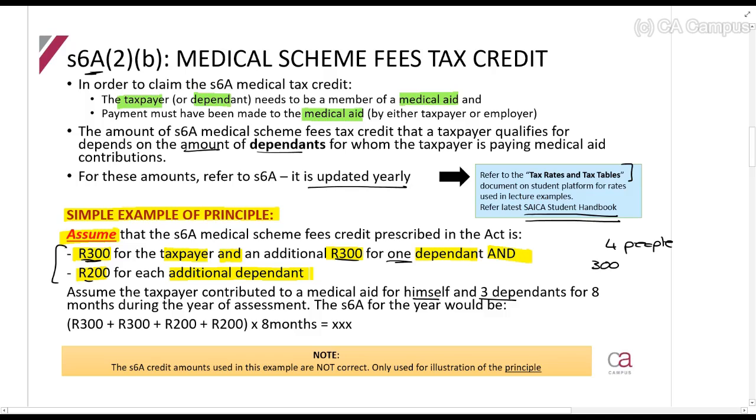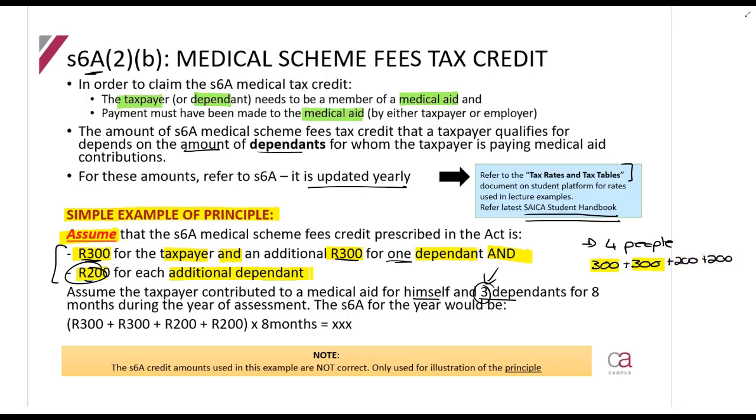Then one of the dependents, so the first dependent, remember there are 4 people, taxpayer and 3 dependents, so one of these dependents also we get 300 rands for one. And then for every additional one, you get 200 rands. So the idea here, originally when it was envisioned, is to give it for example, father, mother, and their children, so then qualify for the others.